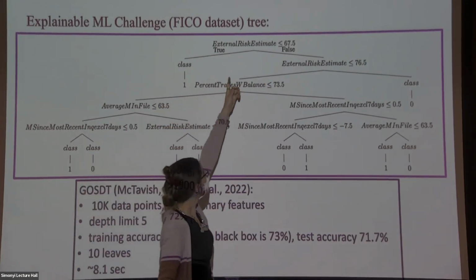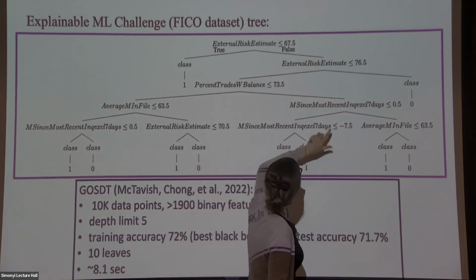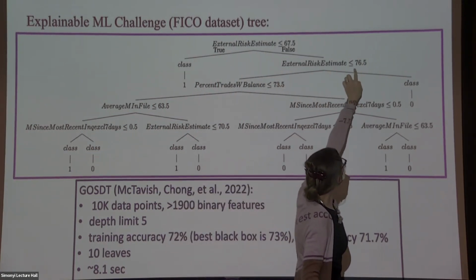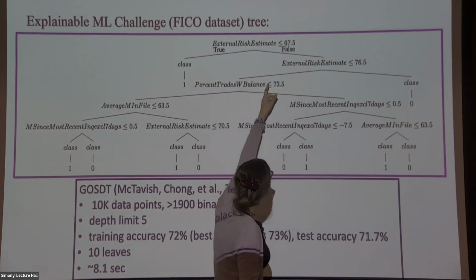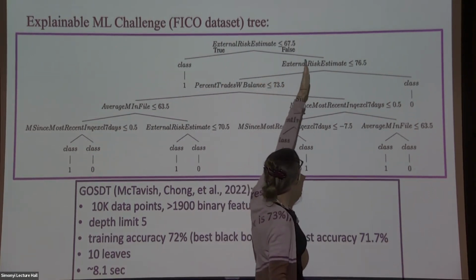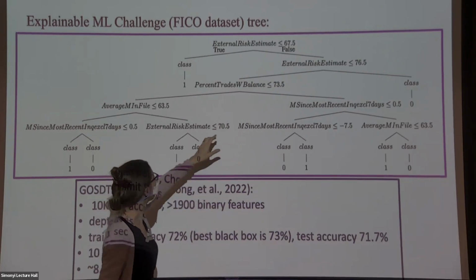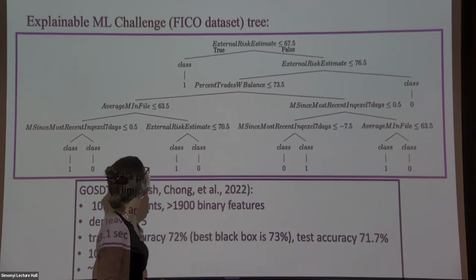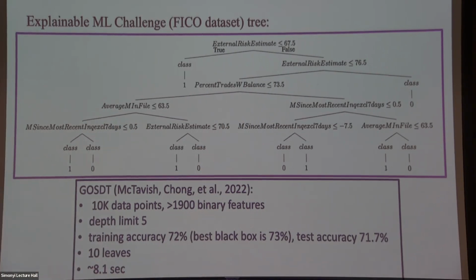Then if you have a higher value of it, then we have to split on it again. So if it's a much higher value, then predict that you'll repay your loan. Otherwise, in other words, if you're between 67.5 and 76.5, then we look at more subtle things like your percent of trades that you have with a balance, and then the average months that you've been in file, and so on and so forth. Okay? So that's the power of the algorithms that I've shown you.